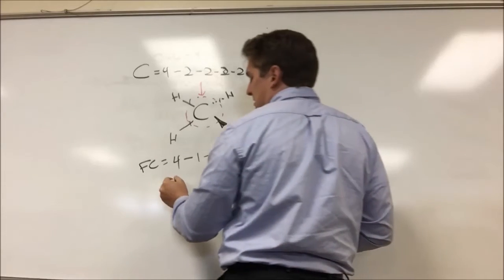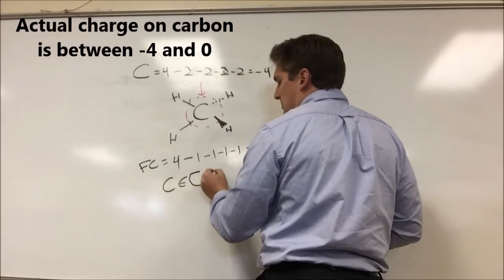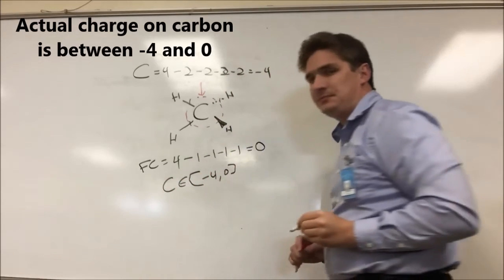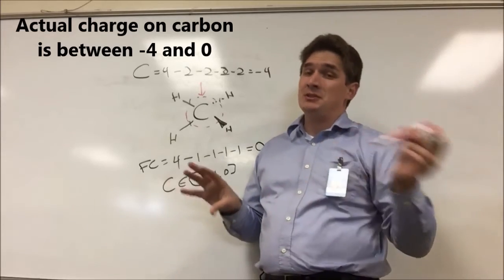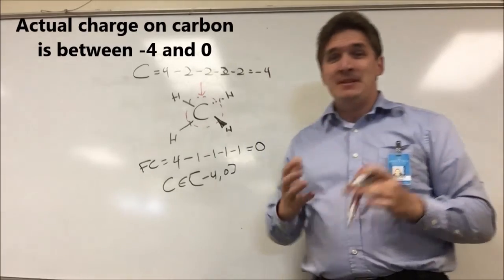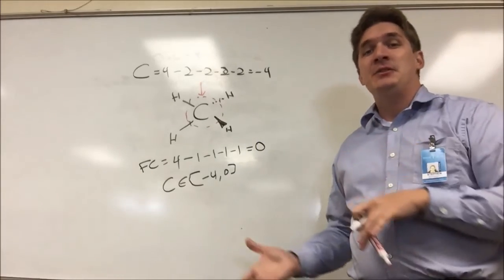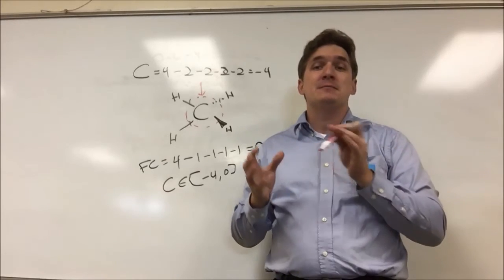So what that tells us then is that the actual charge on carbon lies somewhere between -4 and 0. In the case of carbon and hydrogen, it's much more likely it's closer towards 0 than it is towards -4, because these aren't radically different electronegativities we're working. And that's the idea of formal charge. It represents the other extreme. Instead of looking at bonding in terms of completely ionic, you're now going to look at it as completely covalent.